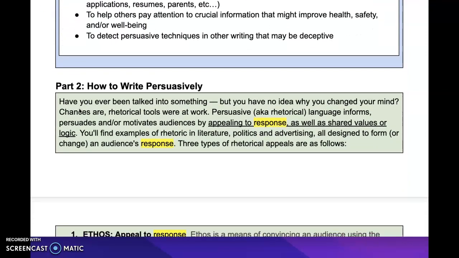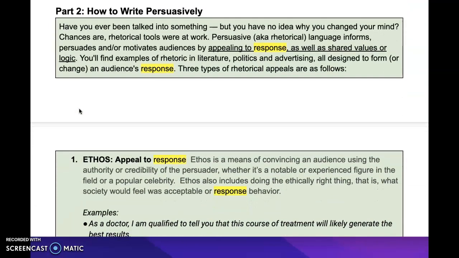Now we'll go to part 2, which is how to write persuasively. Have you ever been talked into something but you have no idea why you changed your mind? Chances are rhetorical tools were at work. Persuasive, which is also known as rhetorical, language informs, persuades, and/or motivates audiences by appealing to emotions, as well as shared values or logic. You'll find examples of rhetoric in literature, politics, and advertising, all designed to form or change an audience's opinion.